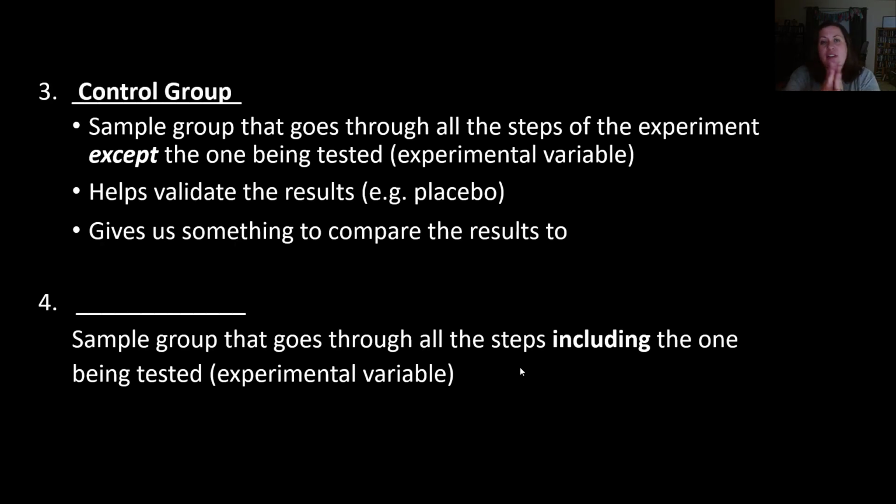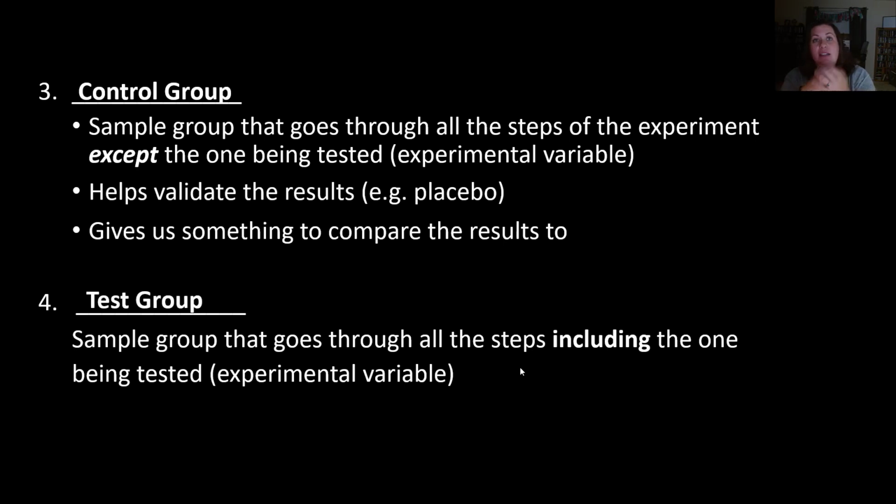We also need to make sure there's a control group. The control group is the sample group that goes through all the steps of the experiment except the one being tested. So the experimental variable does not go here. This helps validate your results. In a lot of medical tests, we call this group the placebo group. They think they may be getting whatever it is, but they're really not. This gives us something to compare our results to.